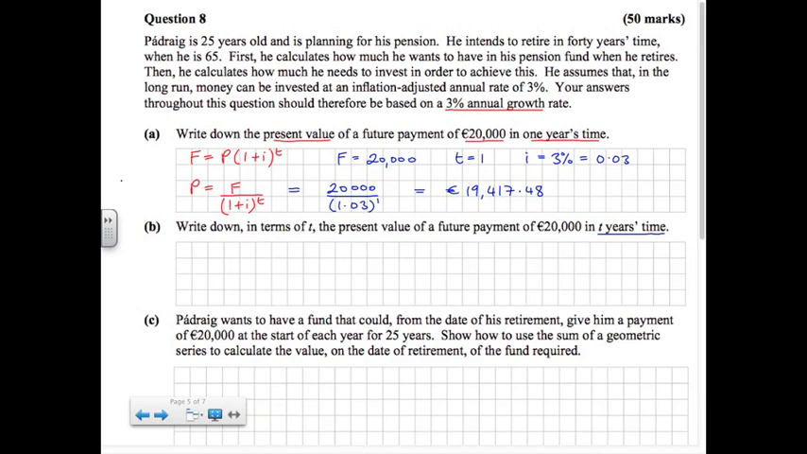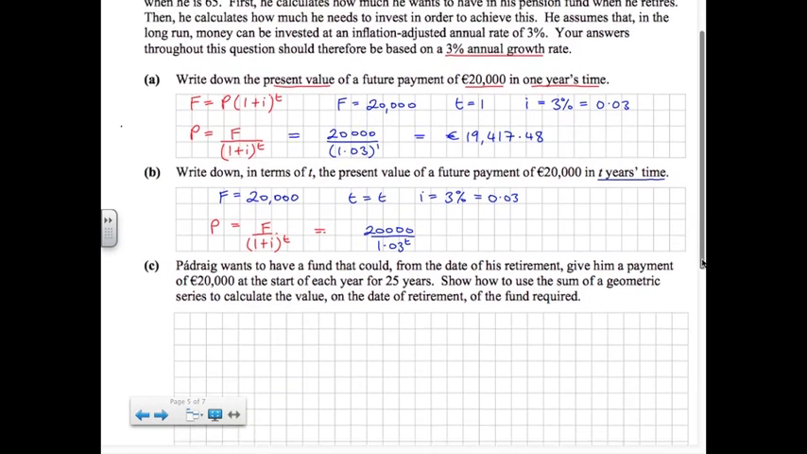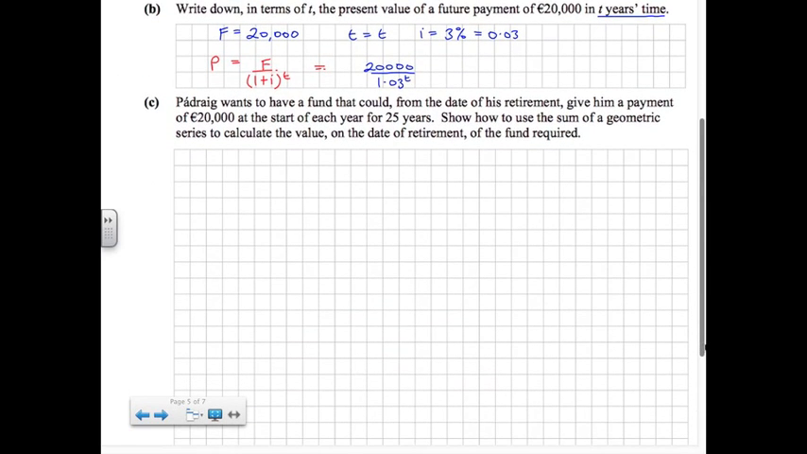Now in the second question, in terms of t, if it wasn't 1 year but was t years, and all other things remain unchanged, so we're replacing the 1 with t this time, then the present value would be, using the same formula, 20,000 divided by 1.03 to the power of t. Now this is useful in the next part of the question.